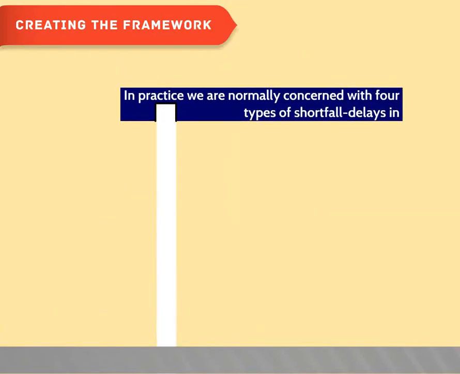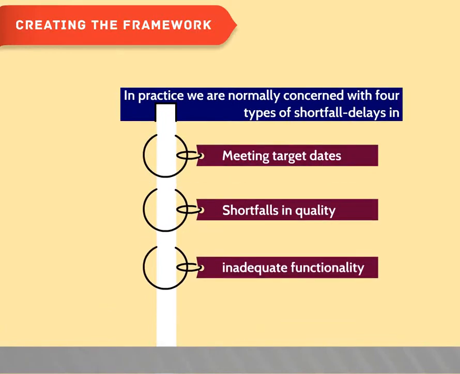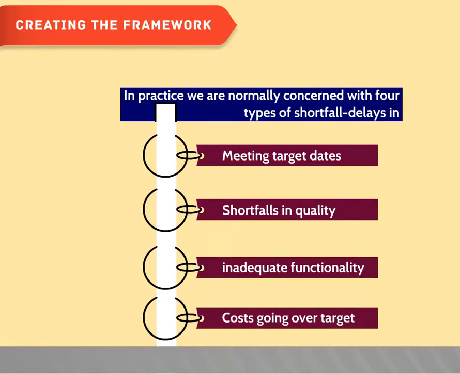In practice, we are normally concerned with four types of shortfall: delays in meeting target dates, shortfalls in quality, inadequate functionality, and cost going over target.